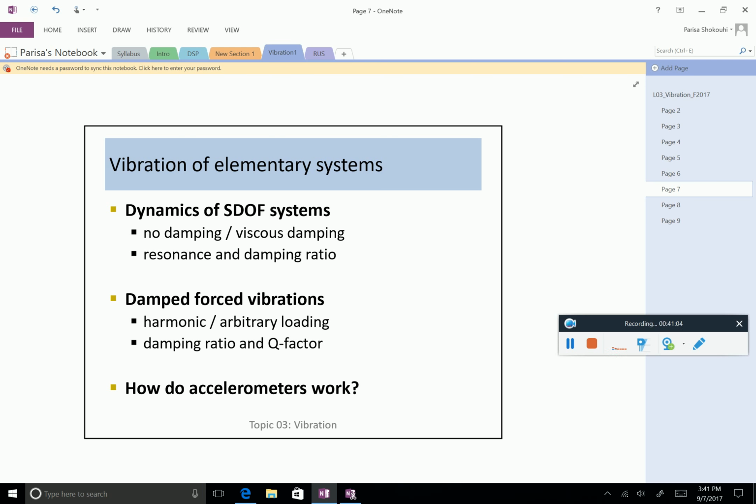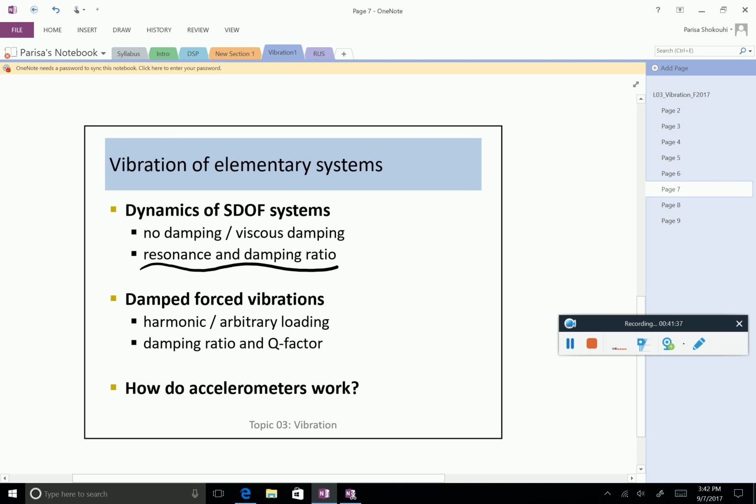And what I hope to teach you about vibration under this elementary system is very quickly to go over the dynamics of single degree of freedom systems. That's something probably you are familiar with, but it would be a good reminder. And then we discuss resonance and damping ratio. And then we go to forced vibrations. That's very interesting also. And we talk about damping ratio and Q factor.